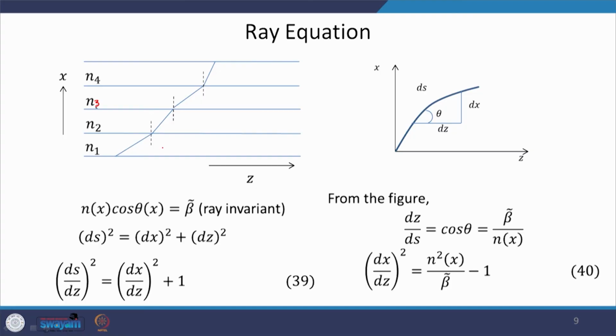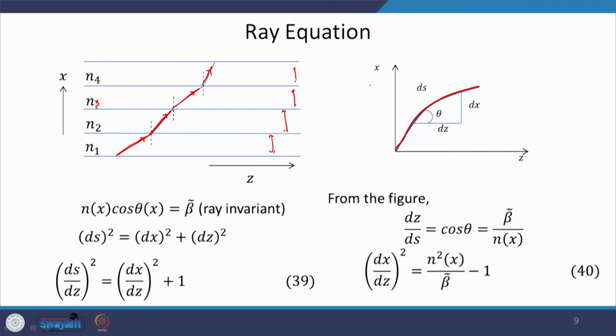Now, here as I said before, N1, N2, N3 and N4 are the refractive indices of different layer media, and this is the ray which will follow a particular path following Snell's law. We can derive such an equation for the ray path if the thickness of these layered media is very small. If these thicknesses are very small, then instead of having this discrete ray path, we can rather draw a continuous curve which represents the ray path.